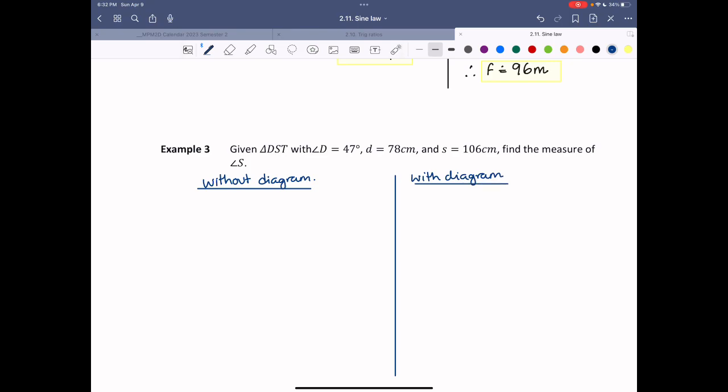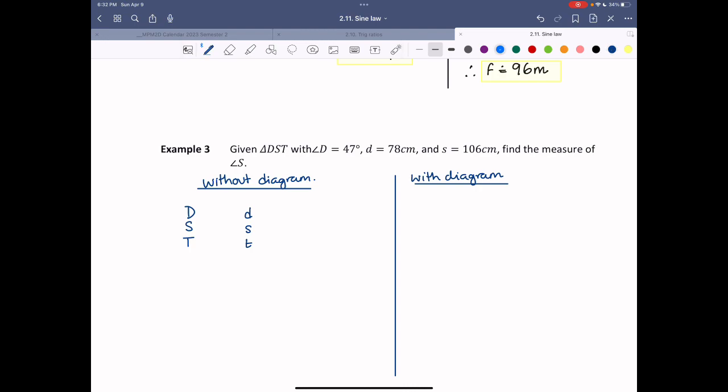Okay, so let's have a look. We've got triangle DST. If you don't like drawing a diagram, let's write out: we've got angle D, angle S, angle T. And then we'll therefore have side D, side S and side T. Let's fill in what we've got.